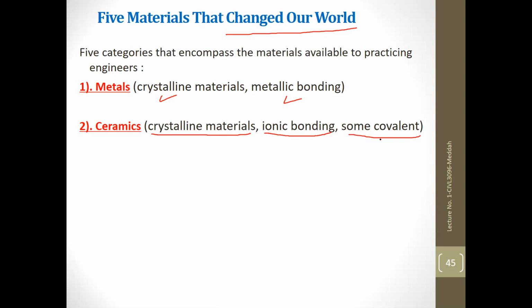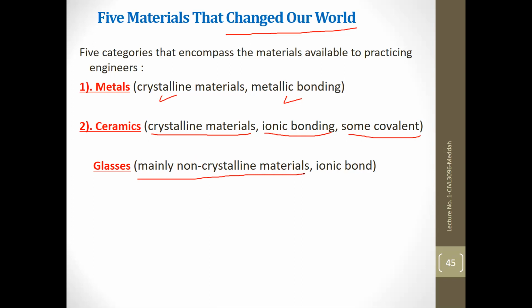Some ceramics have covalent bonding, of course, but the general case is ionic bonding. The glasses are not a category by themselves because they are under the category of ceramics, but in some references they made them a separate category. Why? Because they have a specific structure. All glasses are non-crystalline, amorphous materials.